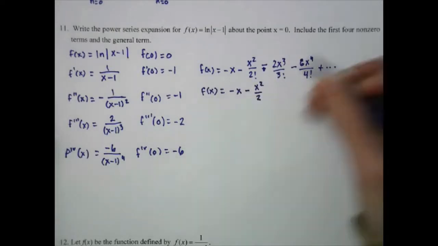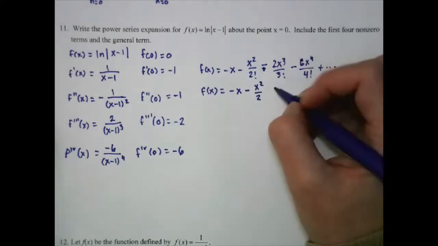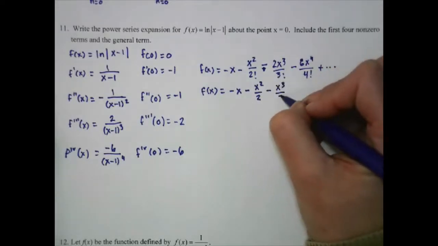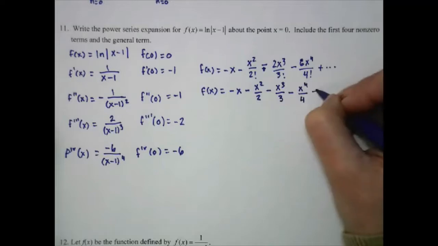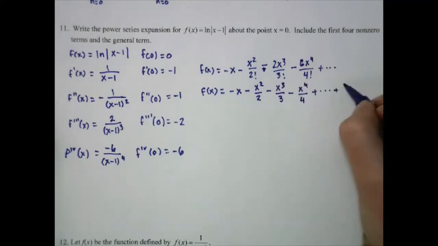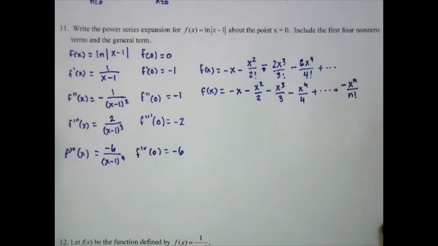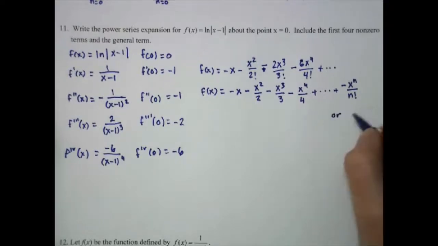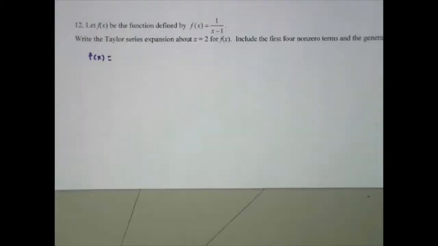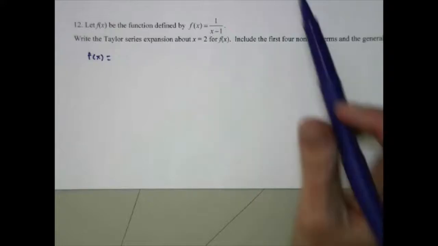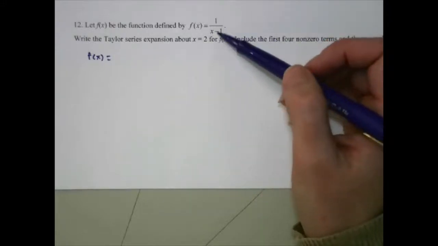So this is going to be x squared over 2. This would be 6, so 2 over 6 reduces to 1/3. 6 over 24 reduces to 1/4. So my general term here is going to be negative x to the n over n factorial, or negative x to the n plus 1 over n plus 1, not factorial anymore, sorry. Either one works.